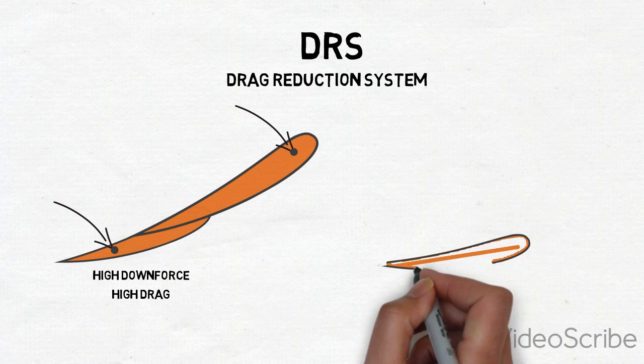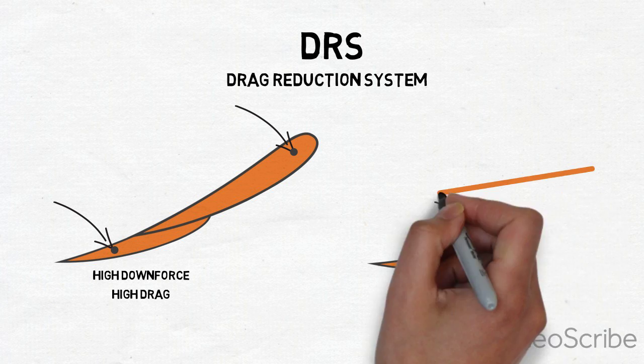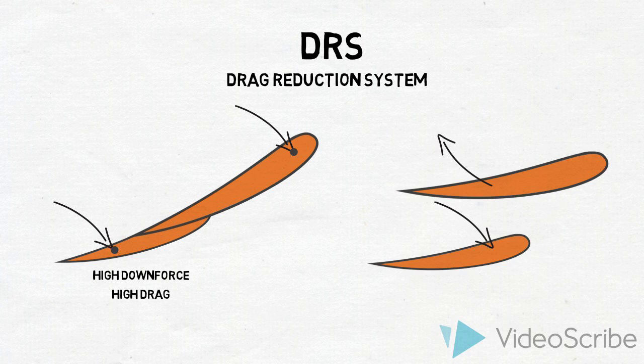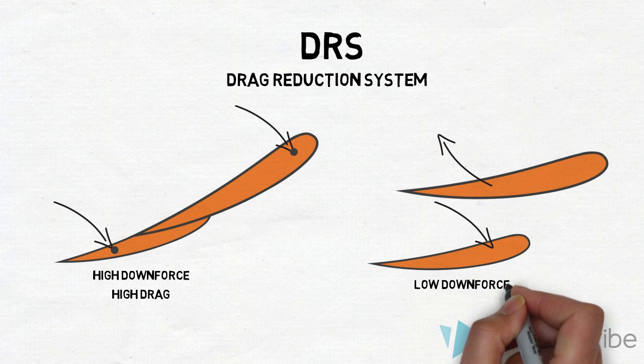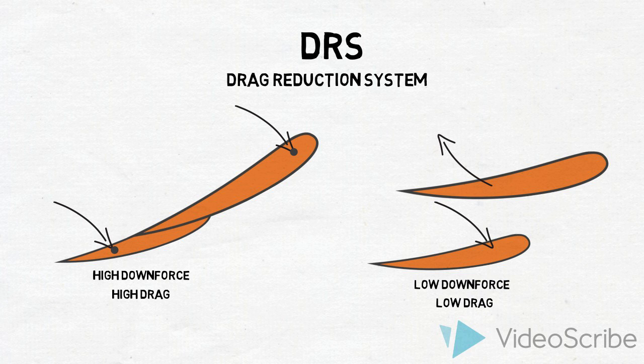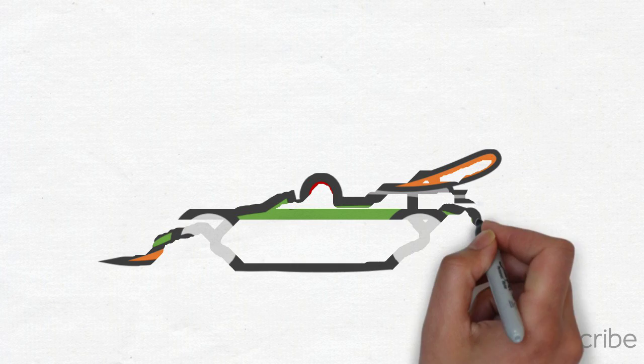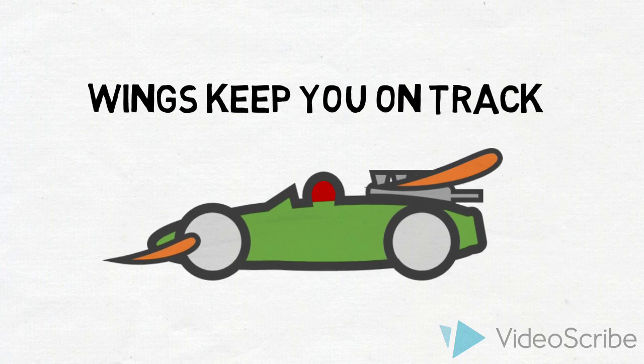The button moves the rear wing sections so that they rotate on their hinges. The wing splits into two parts with reduced angles of attack. There is less downforce, but also much less drag. It allows the car to travel up to 20 km/h faster, which is great for overtaking. And that is why race cars have wings.